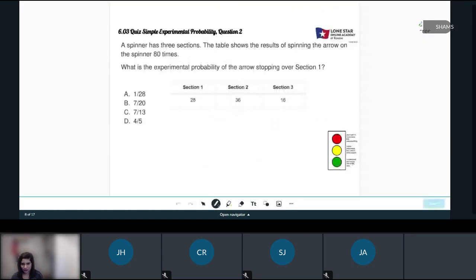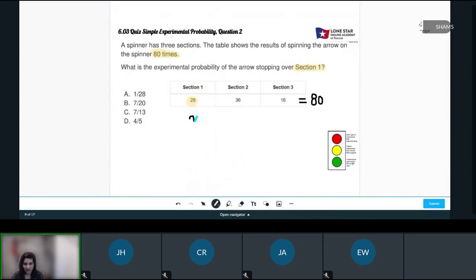This is question 2, third variety. The spinner has 3 sections. The table shows results of spinning the arrow on the spinner 80 times. So remember, all these numbers of spins will add up to 80. The question says, what is the experimental probability of the arrow stopping over section 1? Section 1, it stops 28 times out of 80.